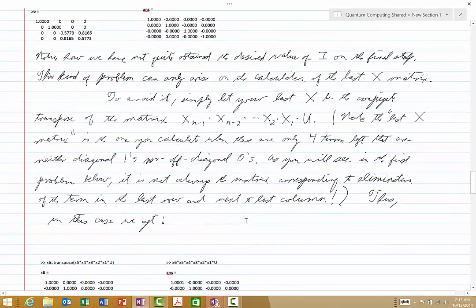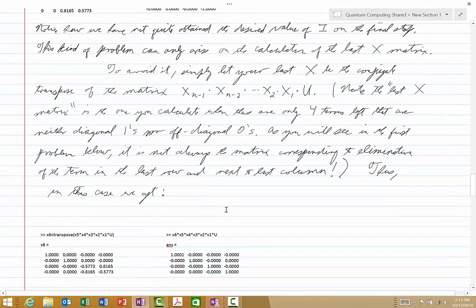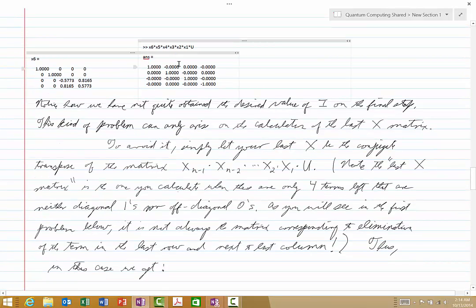But anyway, to avoid this problem, simply let your last X be the conjugate transpose of the matrix xn minus 1, xn minus 2, ..., x2, x1, u. So here you see the n is 6, and so n minus 1 is 5, 4, 3, 2, 1, u. So you can see that we've just taken this matrix here. This x6 is not good. It doesn't work.